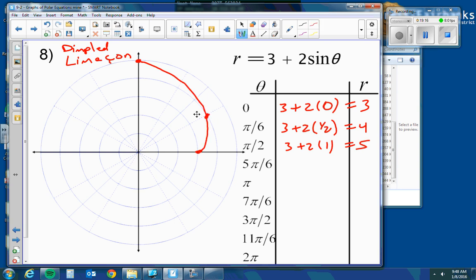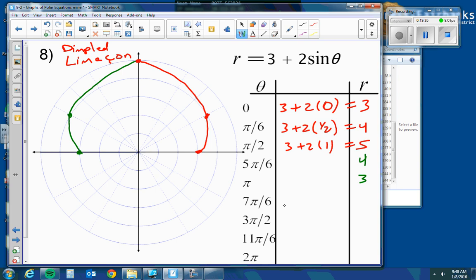And then these are going to reflect over. So like pi over 6, you don't even need to calculate it again. It's going to be going out 4 just like that one did. And when you're at pi, it's going to go out 3 just like this one did, because of the symmetry that we have.